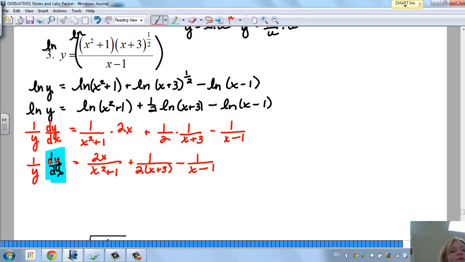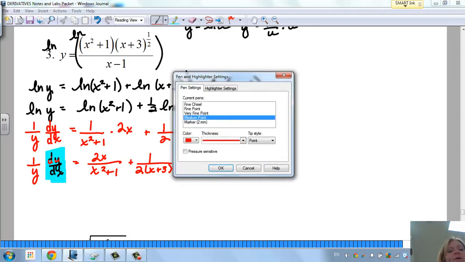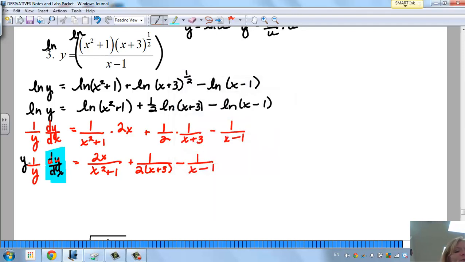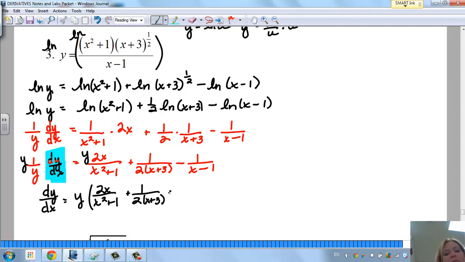If we're going to solve for that, if you look at both sides of the equation, I'm going to go back to black again here. We're going to multiply both sides of the equation by y, because then this will solve for dy dx equals y times this whole, these three fractions, okay. Now this is not wrong, but you want to replace that y.